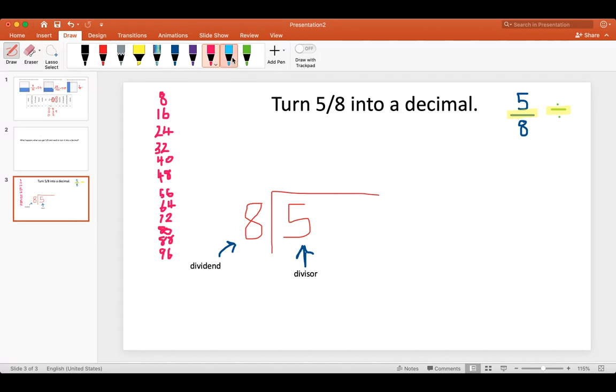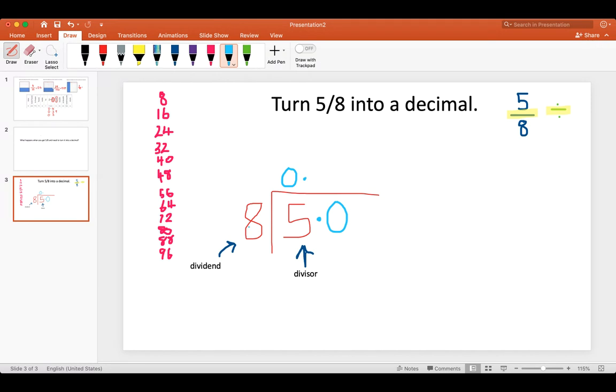So my first question is, how many groups of 8 can I make out of 5? Well, I can't make any, so I'm going to have to put a 0. You might be thinking, but I've got no more digits left after the 5, so what do I do next? Well, you need to put a decimal in your answer bar and a decimal in the bus stop with your question. And with a decimal goes a 0. However, we don't put the 0 here because we're going to do something in this section.